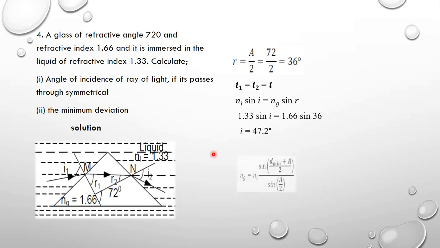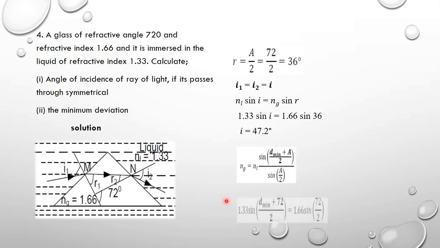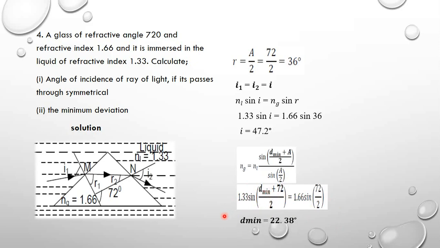Then after, we also want the minimum deviation. You can use the formula. This formula here, we know this, we know that, and we want the minimum deviation. We know A as 72, and here 72. So when you substitute, we shall have this, and then we shall work out this, get this answer here, and then divide by 1.33 and get the sine inverse of this. Make D mean the subject, and then we shall be in a position to get D mean as 22.38 degrees.